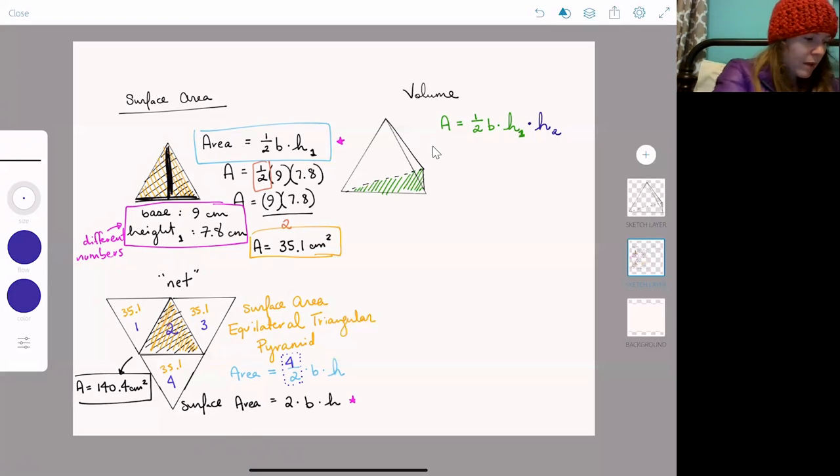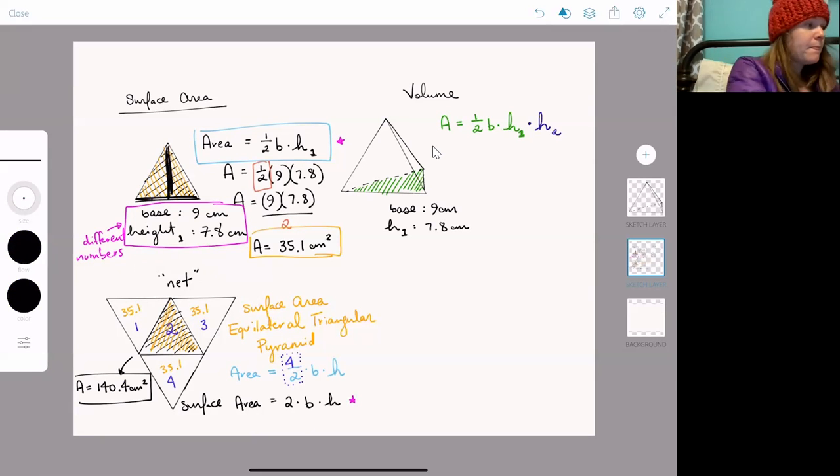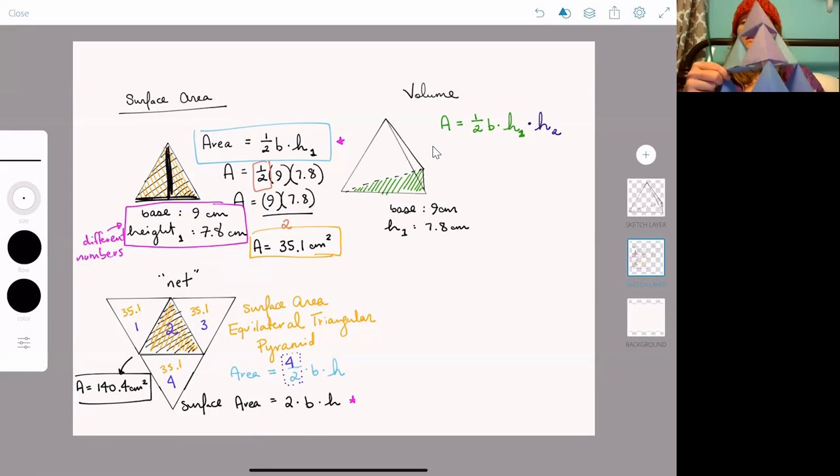So here, when I'm measuring my values, I already know that my base stays the same, it's 9 centimeters. H1 stays the same, it's 7.8 centimeters. And now when I'm looking for H2, this is also going to be the same. I am not measuring this. I do not want the diagonal. I want the height.